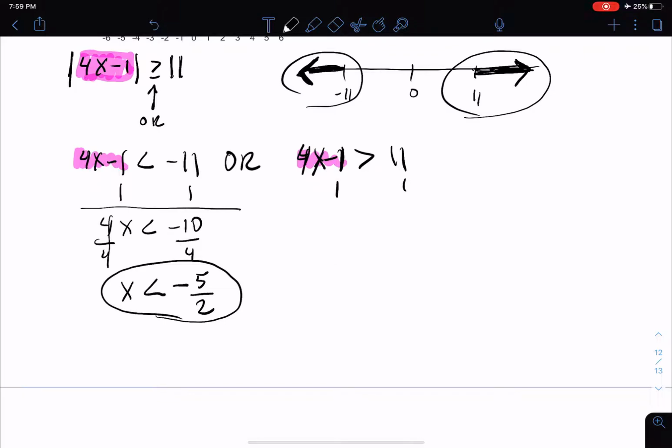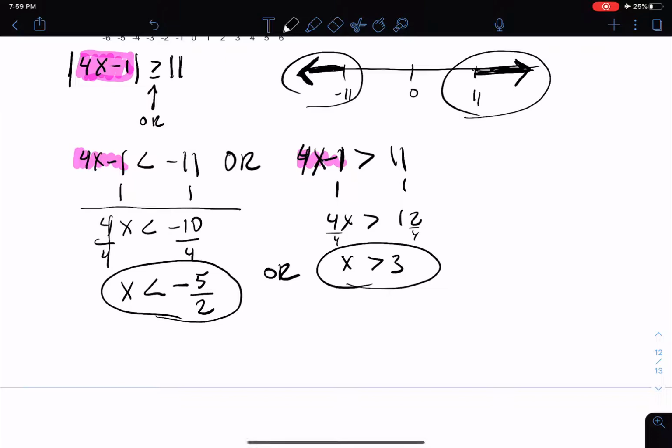The next one, I add 1 to both sides. I get 4x is greater than 12. I divide by 4, and I get x is greater than, right? Divide by 4, I get x greater than 3, and this is an OR problem, okay? So we're looking good there.